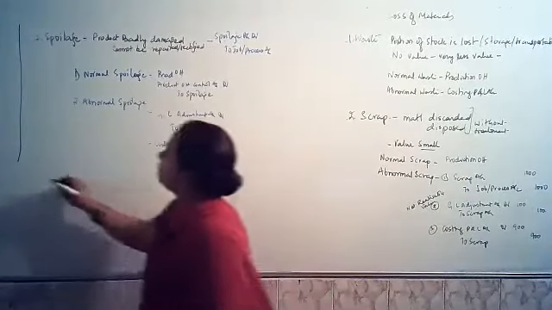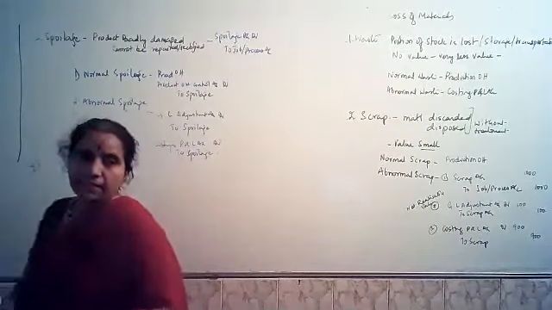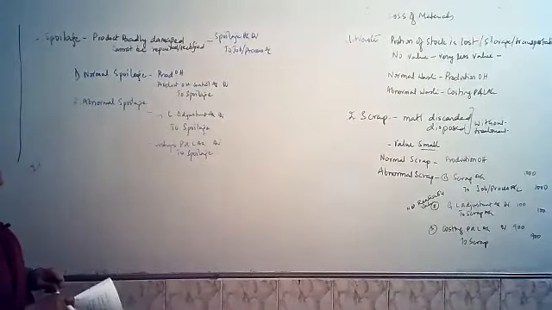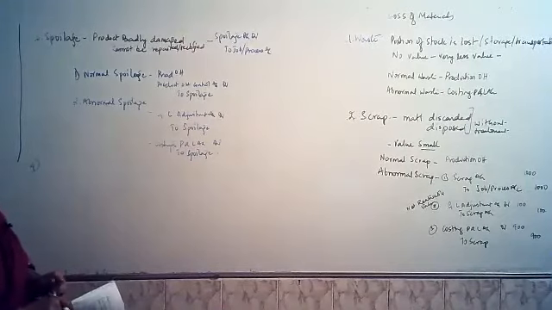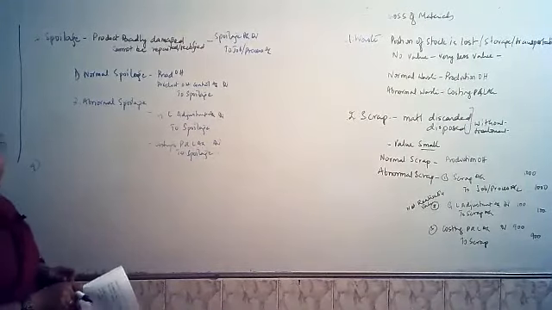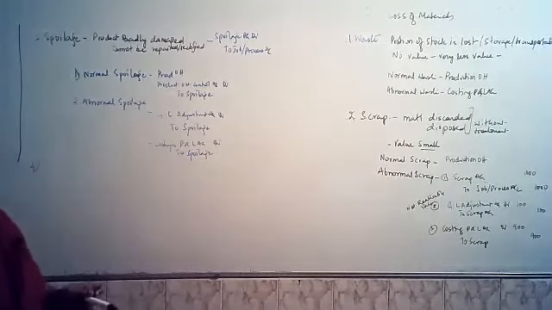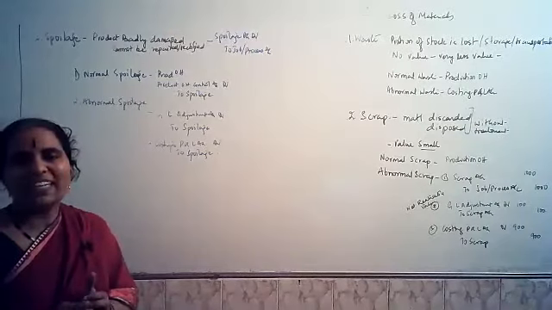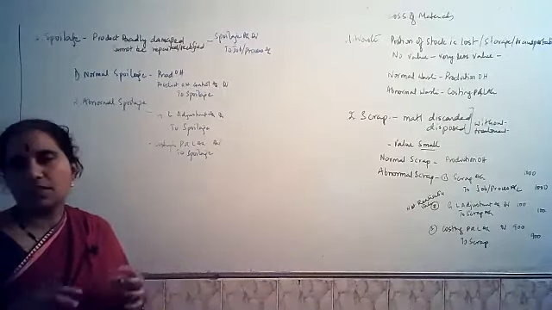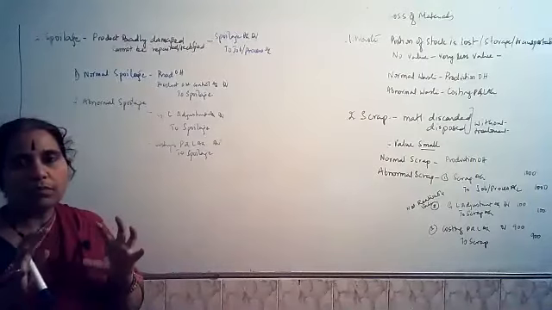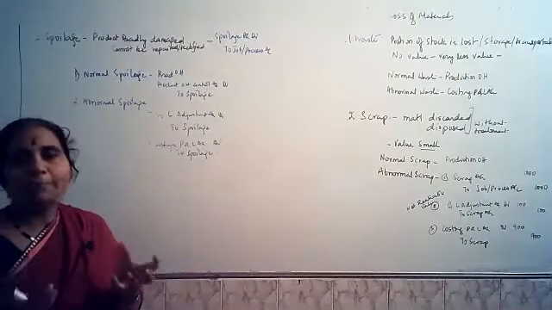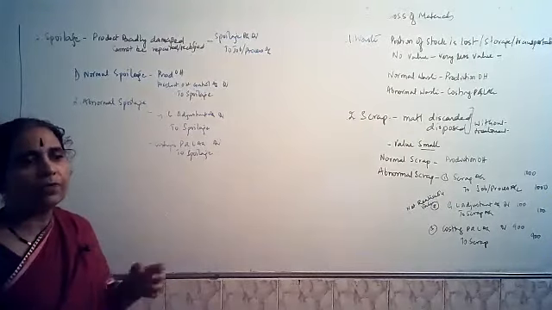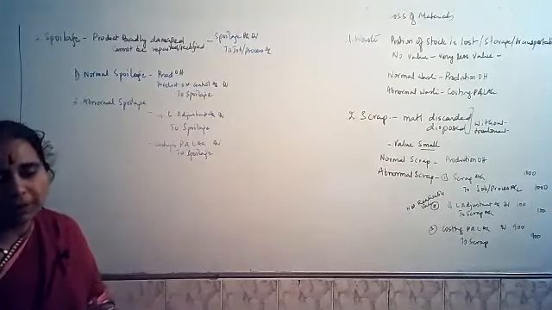This is how the third one is taken care of, that is spoilage. What is spoilage? Spoilage is a product badly damaged that cannot be rectified at all. Now in scrap, you cannot actually identify the product. The material is completely dismantled and there is no shape for that particular scrap. However, in spoilage, you can see the product, but it is so badly damaged that it cannot be rectified.